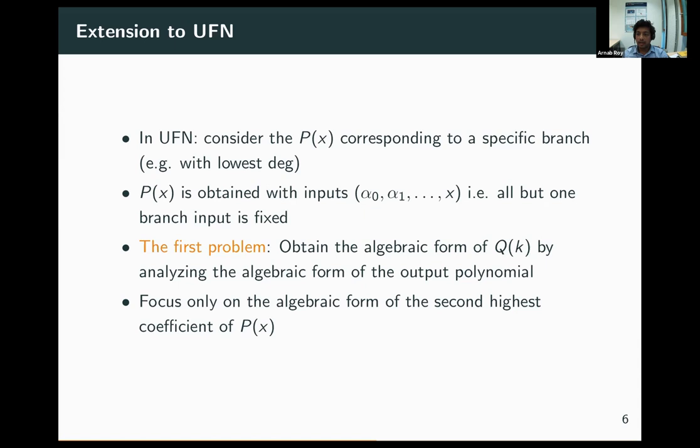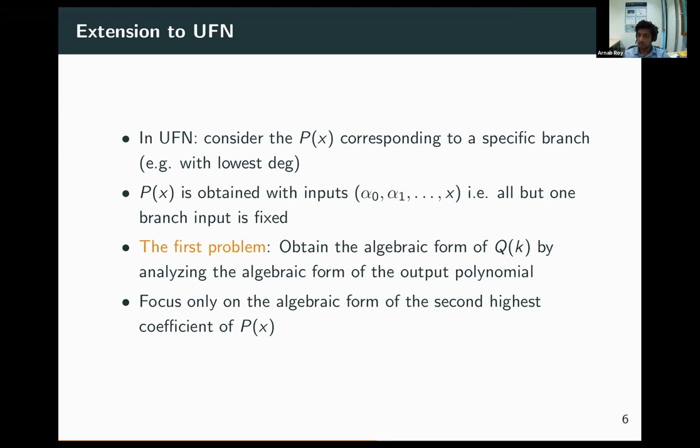And this is where most of our analysis goes into showing how you can obtain this form and what is the complexity for obtaining this algebraic form. And because we are only interested in the second highest coefficient, we only look at that term and find the value of it using low memory interpolation.